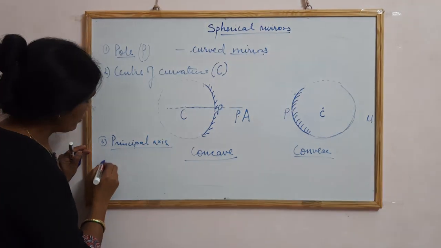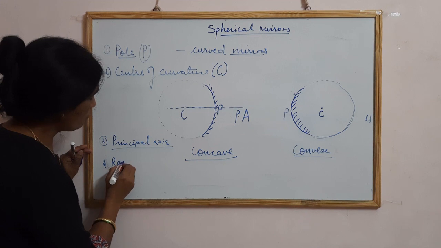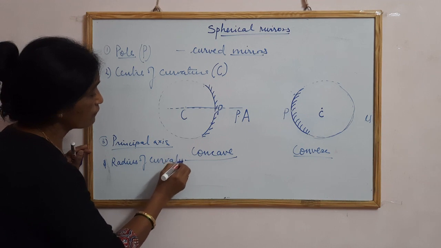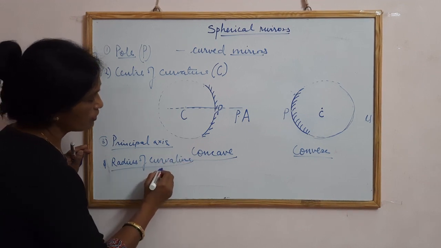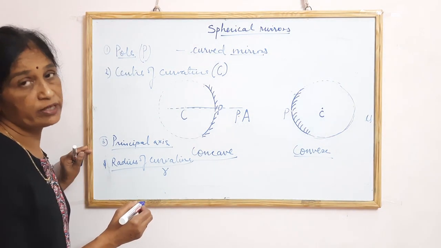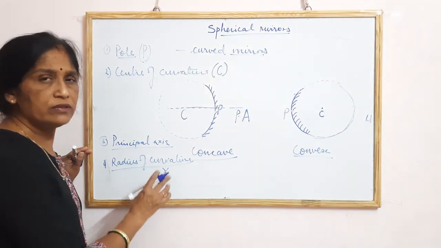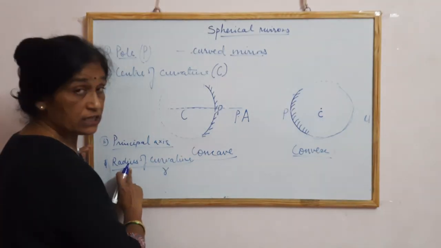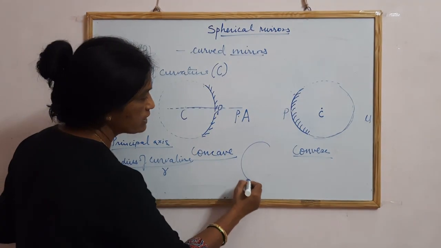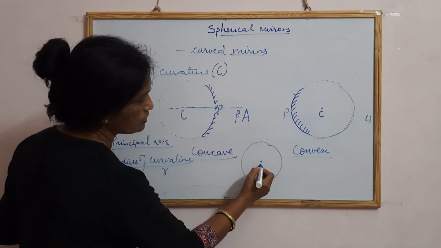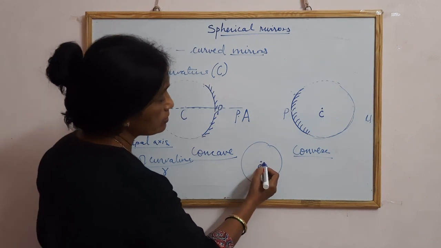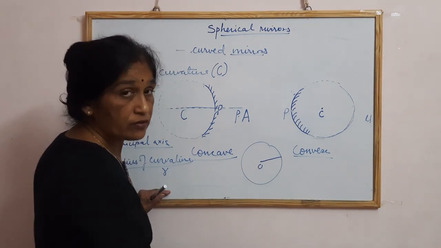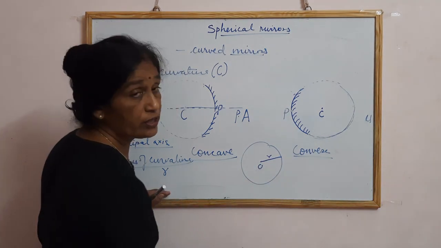If I say radius of curvature, how will you define radius of curvature? Radius of curvature is denoted by small r. In some of the books, it may be written as capital R, doesn't matter. I am taking small r here. Now, what is a radius? If I draw any circle, and this is the center point of this circle, any line passing through this and joining to any point on the circle is a radius. This is a radius of a circle.